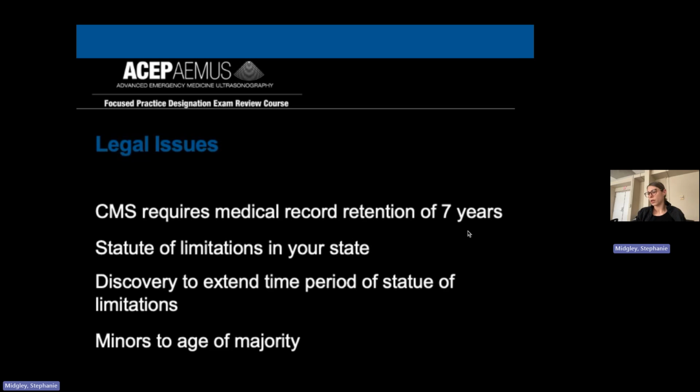So if at 6 years and 351 days they pull the case or the file, you now have to have those images for an extended period of time to allow for that sort of discovery. The other really important thing is if you're scanning kids, right? Kids are up to age 18. So if they scan a newborn and they miss pyloric stenosis, that case can be discoverable up to age 18. So knowing that information.